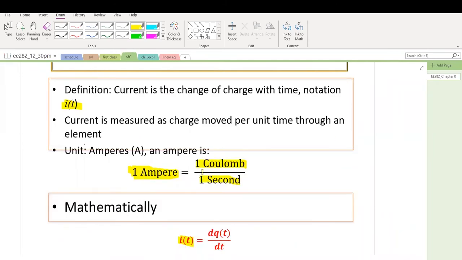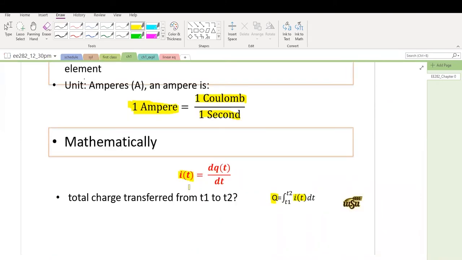Current is measured by 1 coulomb over 1 second. This is measured in the unit of amp, called 1 A. As we see, the current measures the change of the charge. So mathematically, we take the derivative of the charge with respect to time, dq(t)/dt. The current is a function of time, so we use small i(t).